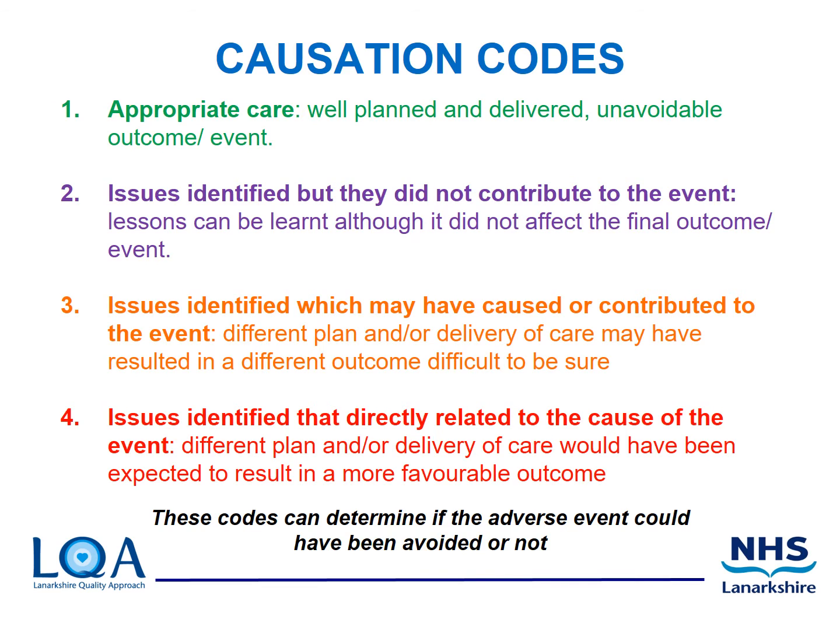Number 3, this is where there have been issues highlighted that we may have caused the harm, therefore a review would be helpful to determine this. Number 4, again, issues highlighted, but this time it's where we did contribute to causing the harm. Now these codes can be really helpful to conclude if the event could have been avoided or not.